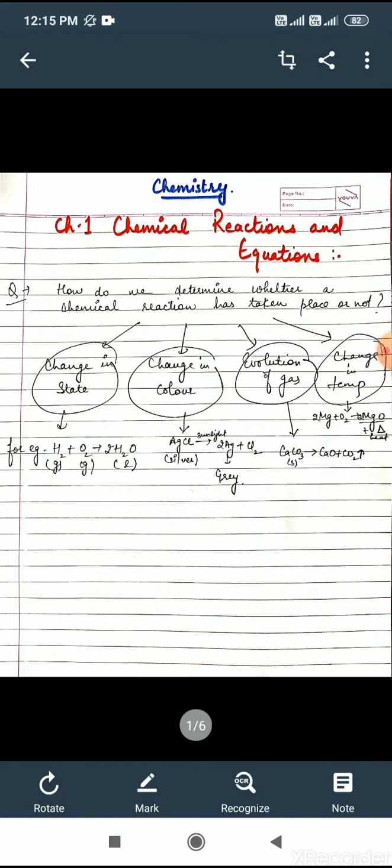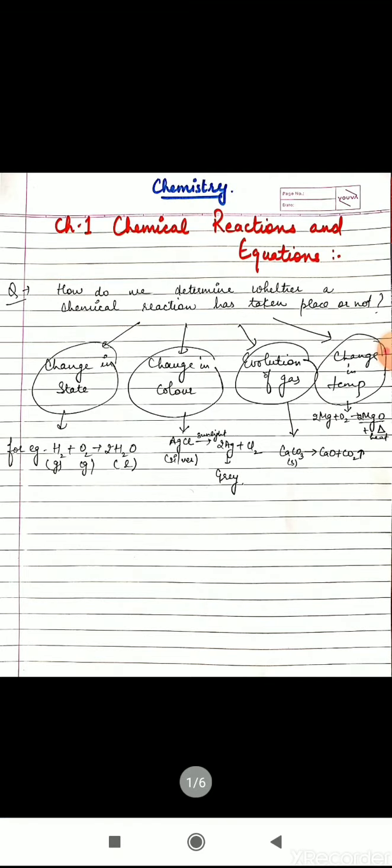For example, I am taking silver chloride, AgCl, which is silver in color, which reacts in the presence of sunlight to form Ag, that is silver, plus chlorine, and the color of silver is grey. So color changes from silver to grey. That means there occurs a chemical reaction. You can take another example also, as it is given in your book, when lead nitrate reacts with potassium iodide. You will find out what the change in color is. That is your homework.